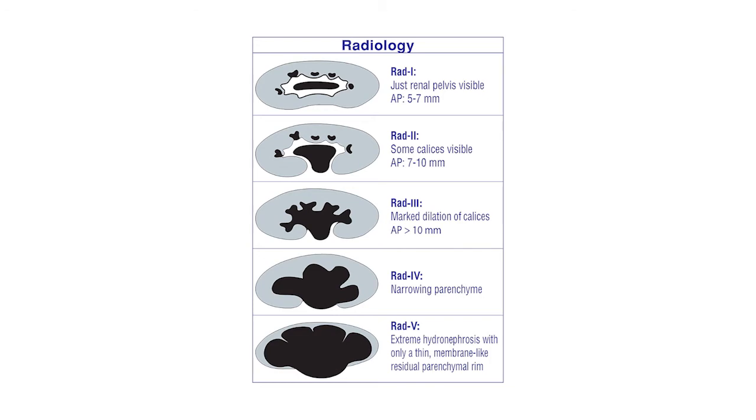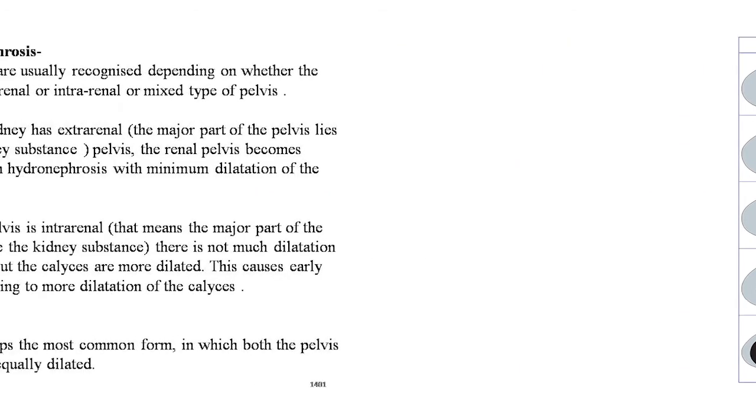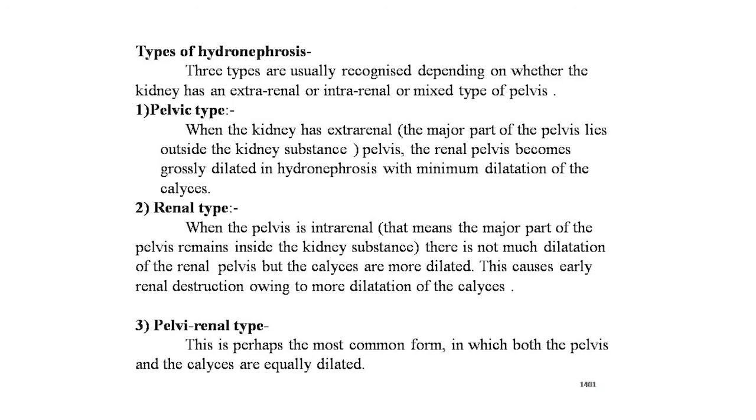Here are the types of the hydronephrosis. Three types are usually recognized depending on whether the kidney has an extrarenal, intrarenal or mixed type of pelvis. First, pelvic type, second, renal type, and third, pelvic-renal type. Pelvic type: when the kidney has an extrarenal pelvis, the major part of the pelvis lies outside the kidney substance. The renal pelvis becomes grossly dilated in the hydronephrosis with minimum dilatation of the calyces.